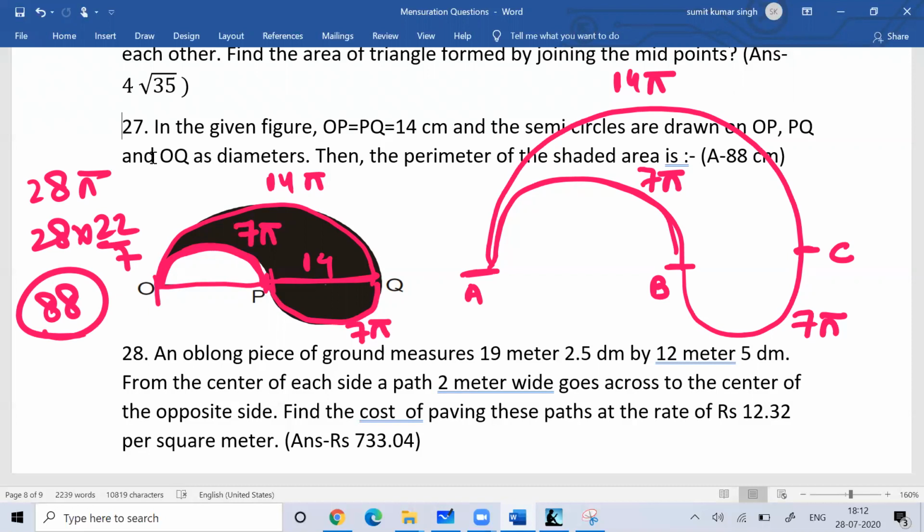Fine. If they would have asked us the area, then we would have found the area of this semicircle where the radius is 14, and subtracted the area of the semicircle where the radius is 7, and then probably added the area of the semicircle where the radius is 7. Removing this and adding this mean the same thing only, so the area would be simply a semicircle with radius 14. I think that will make sense.